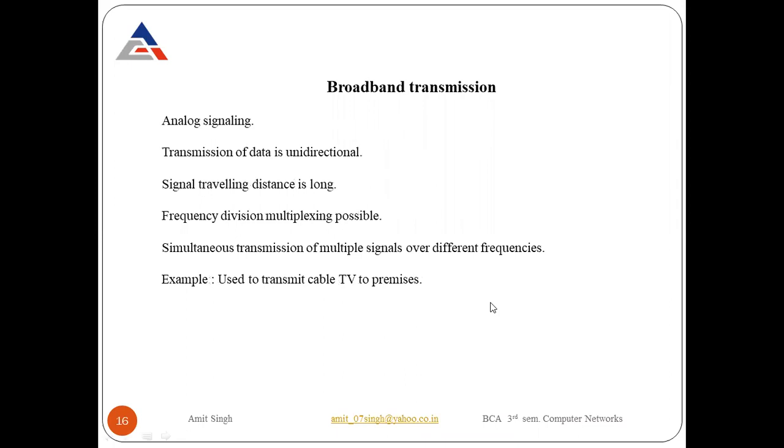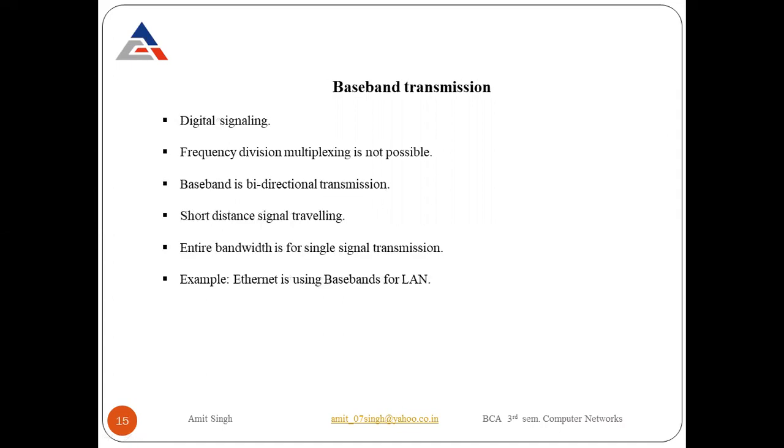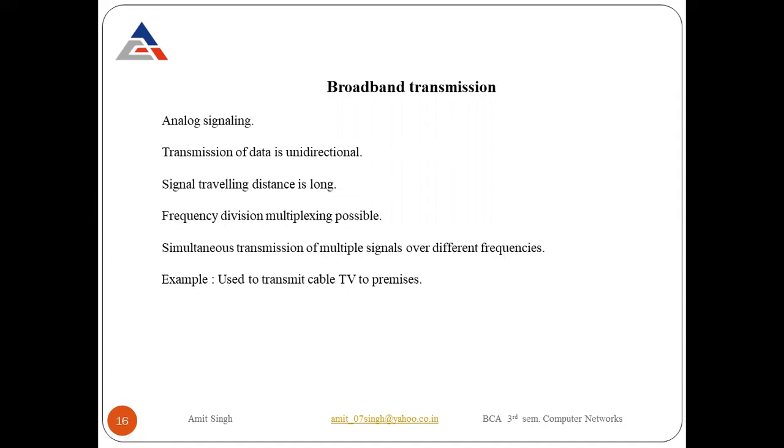Now, the differences. Look at your screen. Baseband is digital. Broadband is analog. Now, the next is transmission of data is unidirectional. Unidirectional means the direction of the data is on a single side. Third, signal traveling distance is long. Whenever we want to send the signals a long distance, then we use broadband transmission.